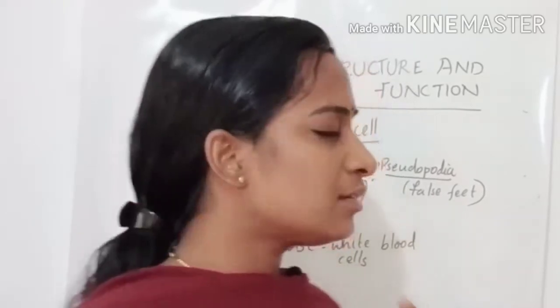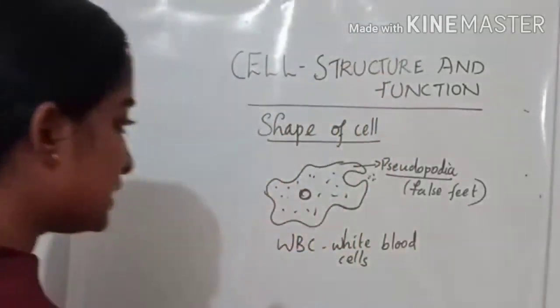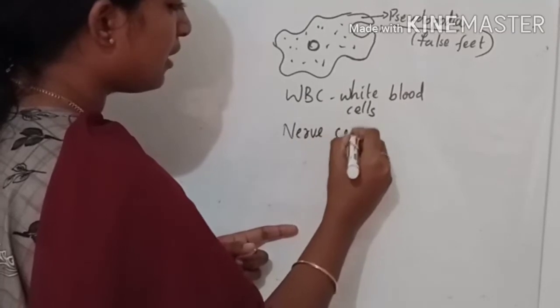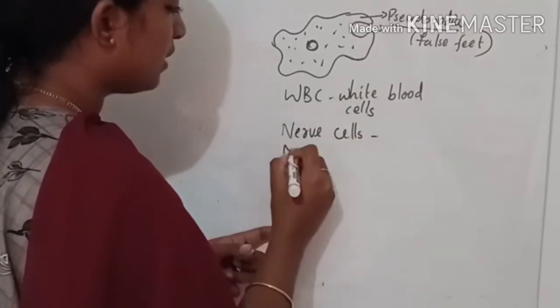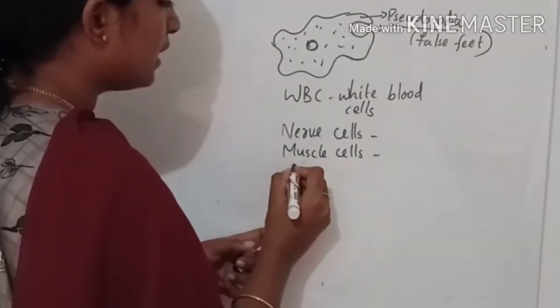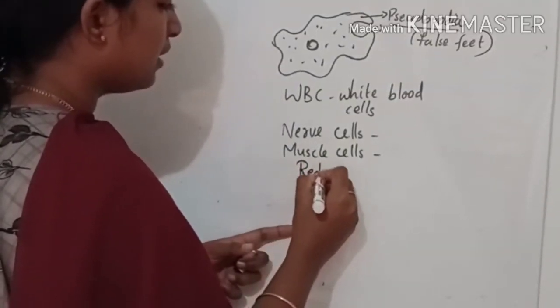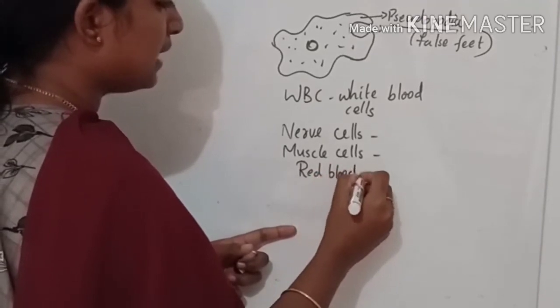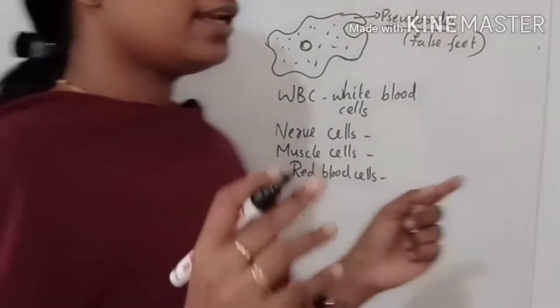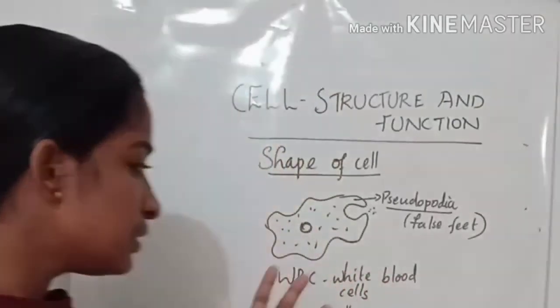Okay, so if you are taking human beings or any other kind of animals, you can see different kinds of cells, like nerve cells, muscle cells, RBC, red blood cells, and lots of other cells. I told you that the body is made from trillions of cells, right? So here we will discuss these cells.